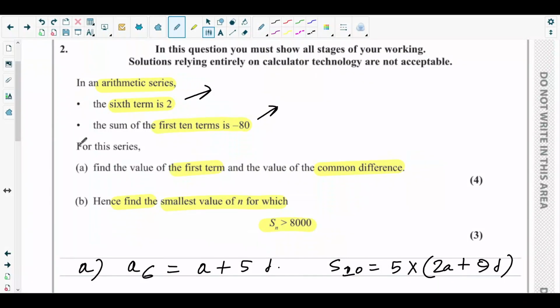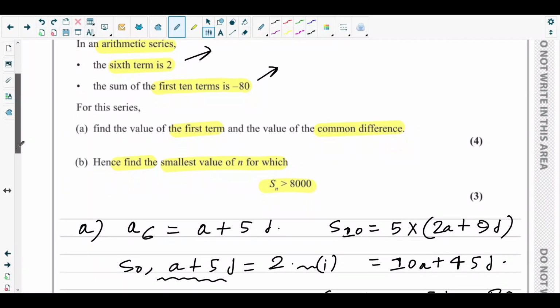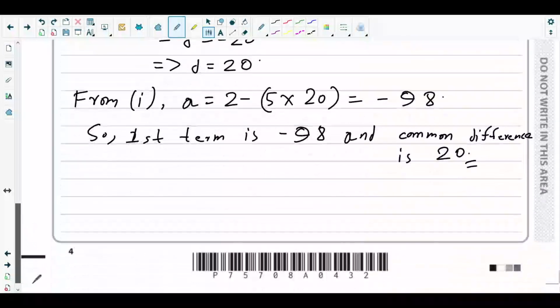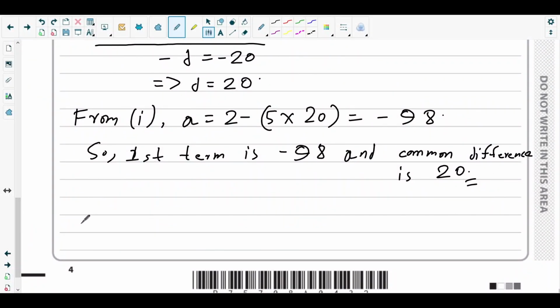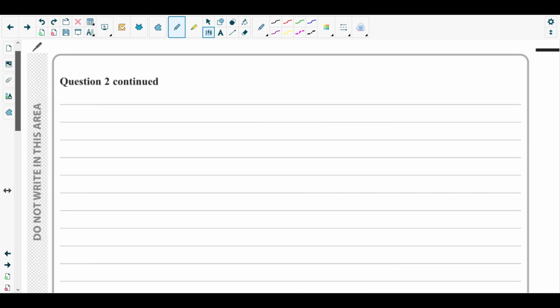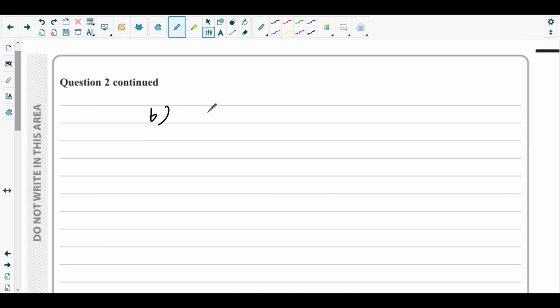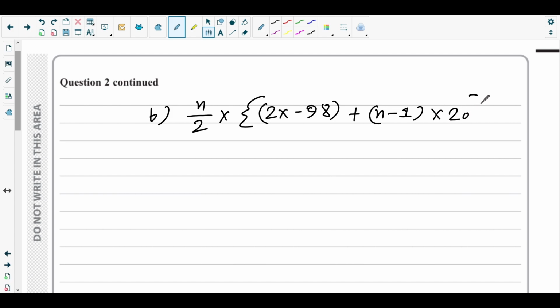Okay, so it says hence. That means we need to use the answer of part A, that is the first term and the common difference. Okay, fine. So the formula for S of n, for part B, is n over 2 times twice of A. So twice of A is negative 98, twice of A plus n minus 1 times D is 20.